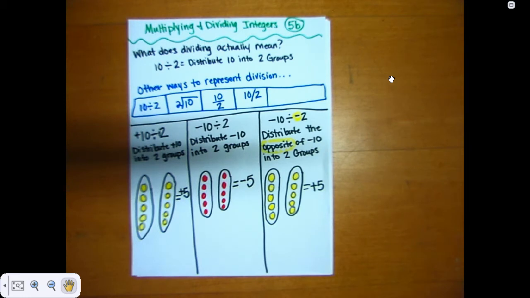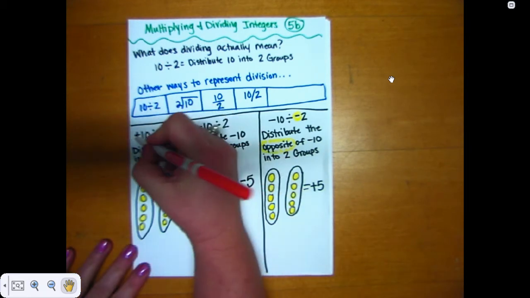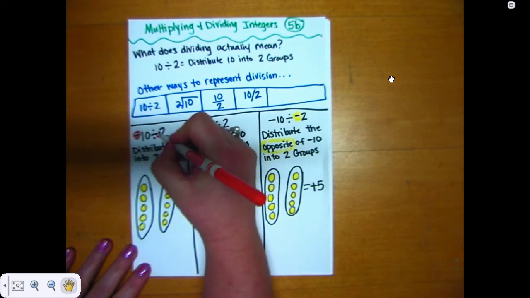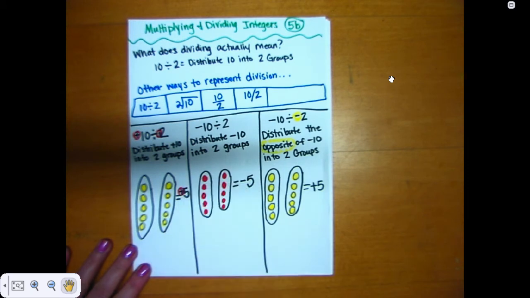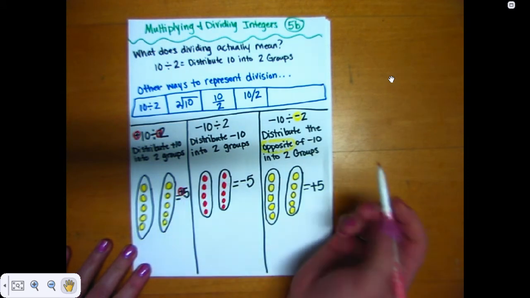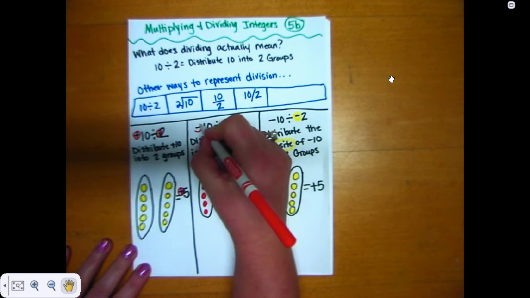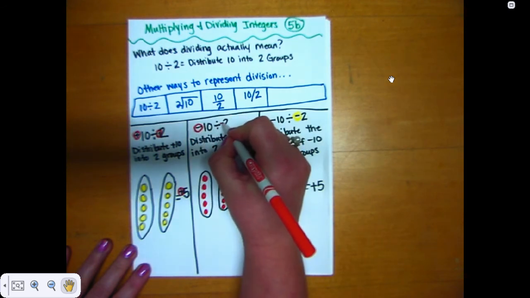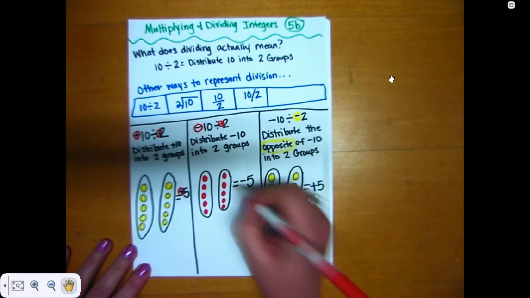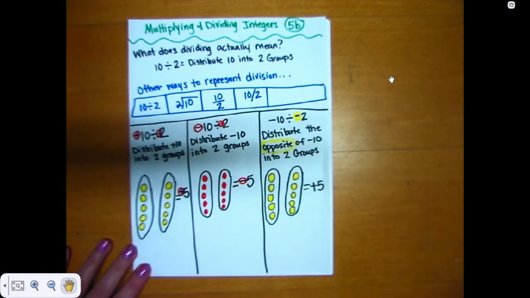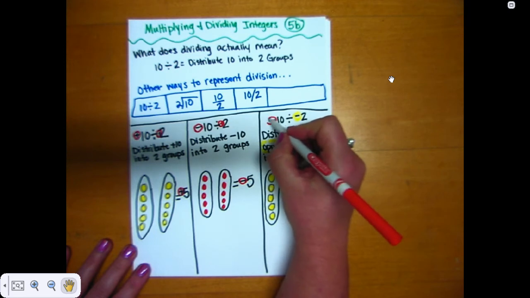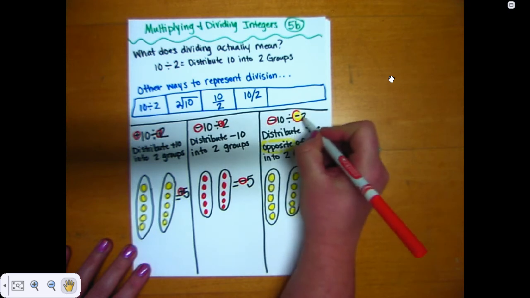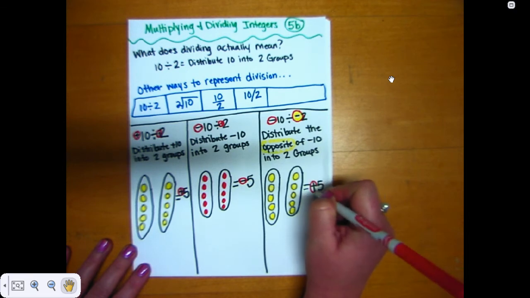So if we go back and we see that we divided a positive by a positive, that we got a positive answer. And if we look back, we had a negative divided by a positive, and we got a negative answer. Then we said a negative divided by a negative gave us a positive answer.